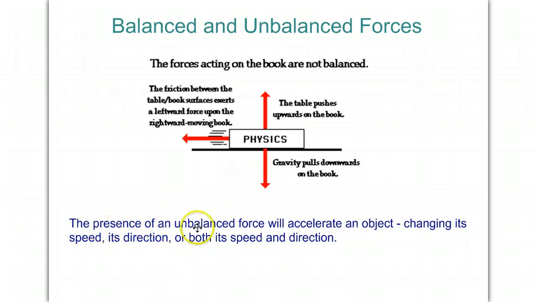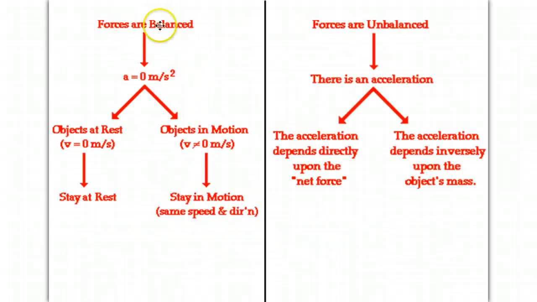The presence of an unbalanced force will accelerate an object, changing its speed, its direction, or both. So if forces are balanced, then there's no acceleration, and so either the object is at rest and your velocity equals 0 meters per second and it stays at rest, or your object is in motion where your velocity is not equal to 0 and it stays in motion in the same speed and direction, so constant velocity or constant motion.